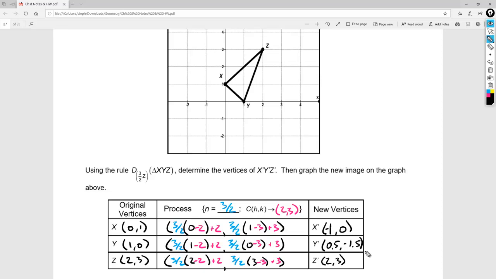Alright, so let's give this a graph. So I'm starting at negative 1, 0. So this is my new x. My y is at negative 1.5, so about right here is my new y. And then my z, again, will not change because that's my center of dilation. So we connect, and it's my new image.